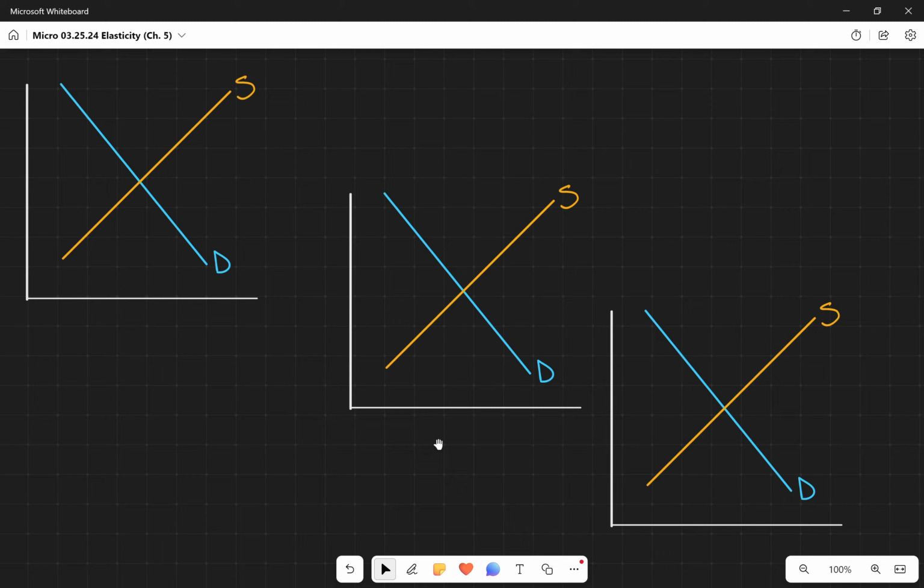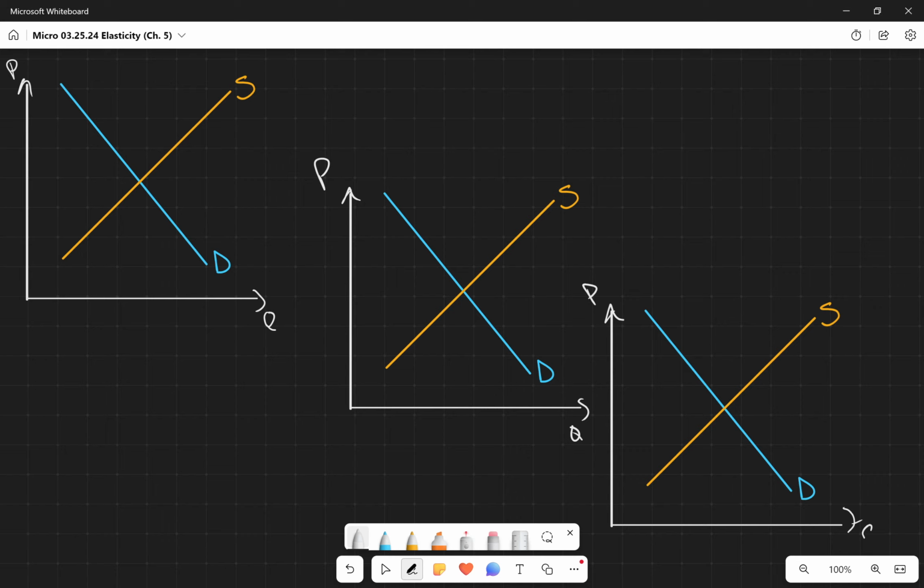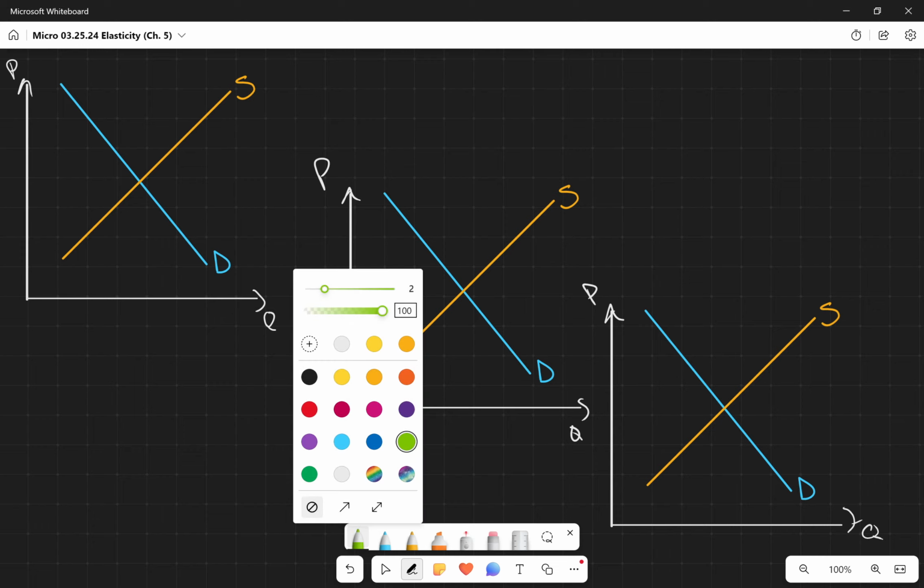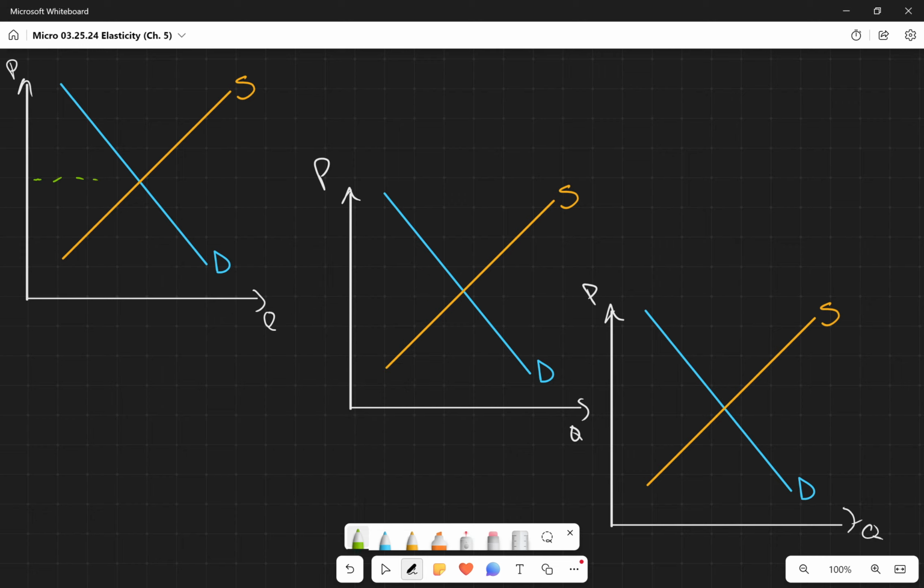Okay, so we're all in agreement that these are the same three supply and demand curves, right? And we have to label our axes: price and quantity. The first step in our process is to label our initial equilibrium.